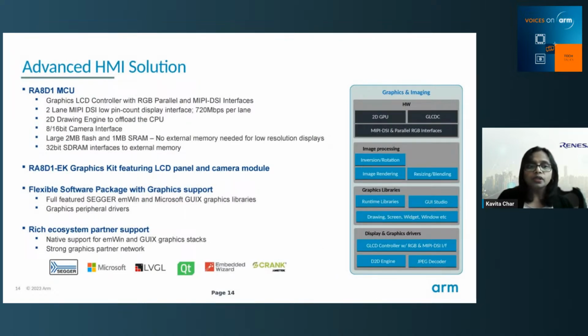Switching gears to HMI solutions, the RA8 D1 is our graphics MCU, and our graphics solution has hardware, software, and ecosystem components to it. On the MCU side, we support a graphics LCD controller with the parallel RGB as well as MIPI-DSI interfaces. This is a two-lane MIPI-DSI interface. We have a 2D drawing engine to offload the CPU. We have 8 and 16-bit camera interface, and of course, large memory on chip.